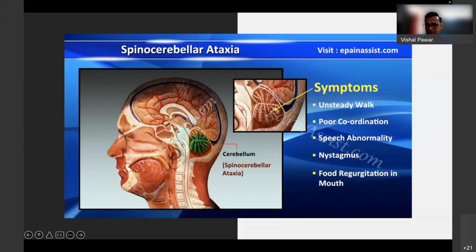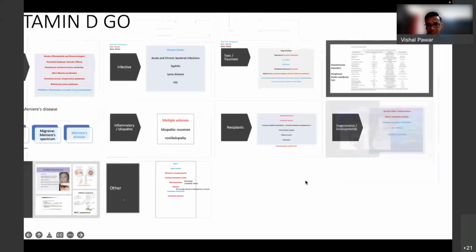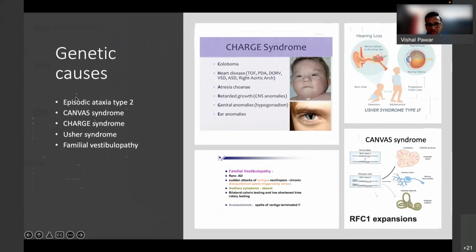Spinocerebellar ataxia: the patient can present with chronic, insidious onset, gradually progressive imbalance of gait, along with poor coordination, speech abnormalities, nystagmus, dysphagia. Genetic causes are very important. One is episodic ataxia type 2, which can mimic vestibular migraine. It can be treated as vestibular migraine, but it's very important to differentiate episodic ataxia type 2, CANVAS syndrome, CHARGE syndrome, Usher syndrome, and familial vestibulopathy. These are the variety of features which are seen.